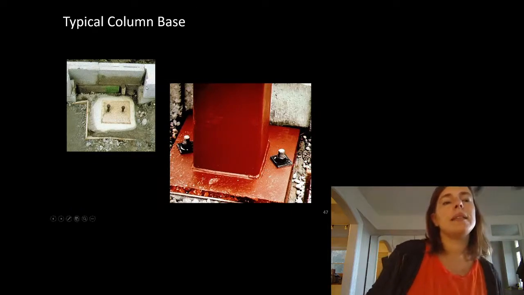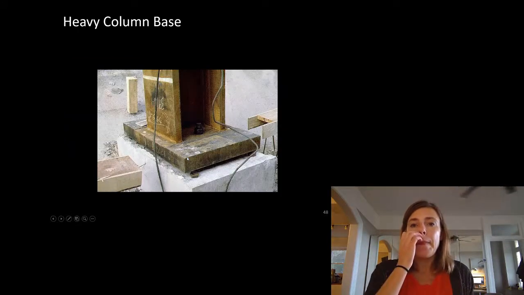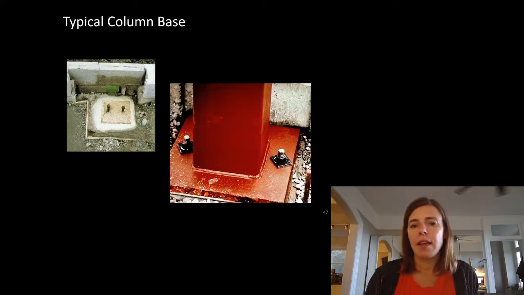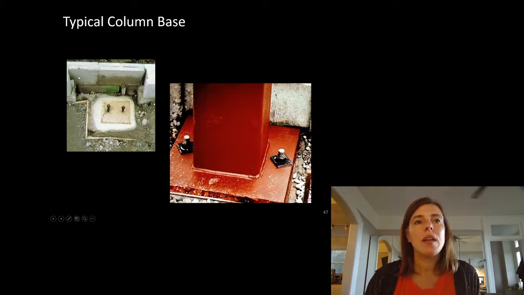Typical column bases. We would often cast anchors in and then come in and set the steel on top of them and add the nuts. One of the biggest flaws I tend to see on site is that these are cast in the wrong spot. Probably 60% of the time, these anchors aren't exactly where they need to be. We don't want to move where a column is because it changes absolutely everything else. So it's often a good idea to expect mild disappointment for this detail. Or if you're going to have a problem, that's probably where it's going to be.